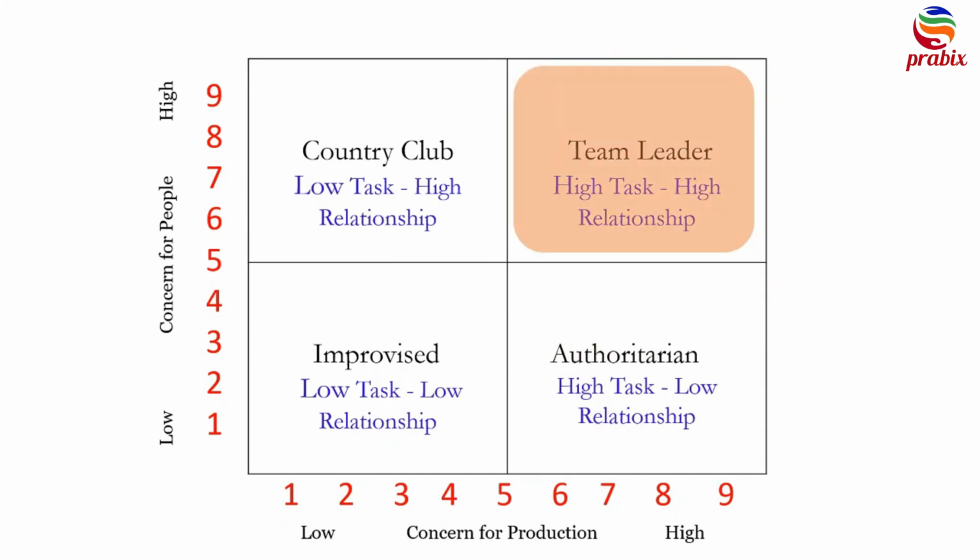Team leader: high task, high relationship. This type of person leads by positive example and endeavors to foster a team environment in which all team members can reach their highest potential, both as team members and as people.